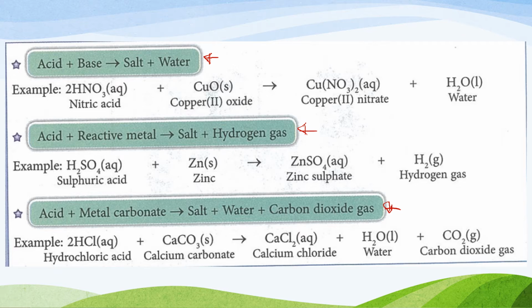And the last one, the reaction with metal carbonate. The reaction between acid and metal carbonate will produce salt, water, and carbon dioxide. Okay, so understanding the general equation is going to help you to predict the product formed when you are given any particular substances for the reaction.